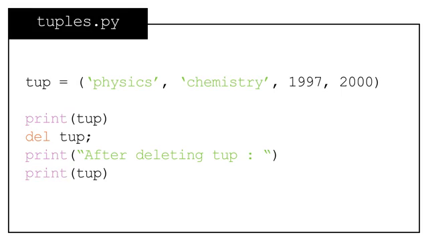So let's say our variable name is tup, and it contains physics, chemistry, 1997, and 2000. Next, we're going to print the tup, and after printing the tup, we're going to use the del statement, del tup. Then after the del statement, we're going to print again the tup. If you run this program, you can see the value of tup before we used the del statement. And right after the del statement, you can see an error saying that there is no existing tup or tuple.